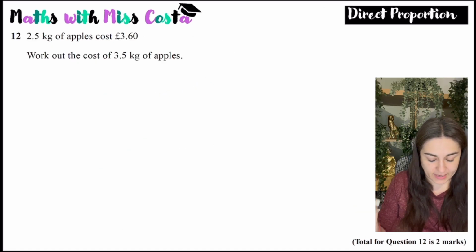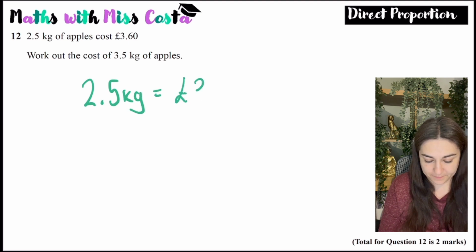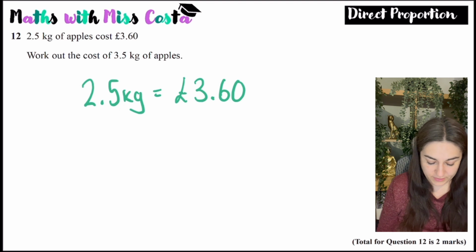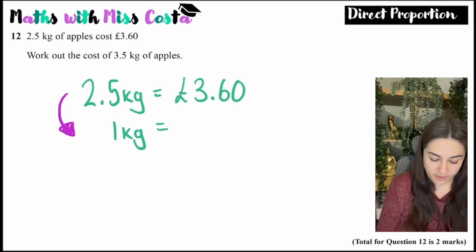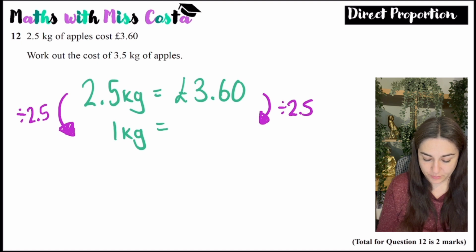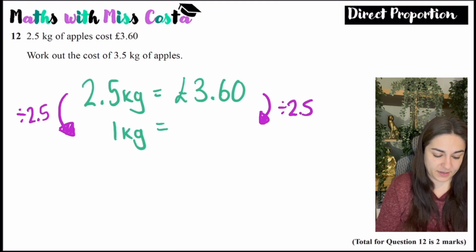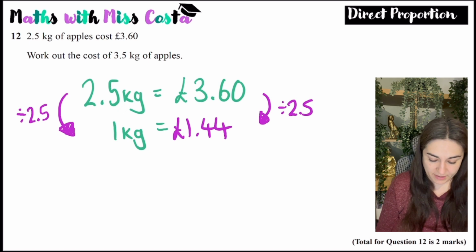Next, I have got a direct proportion question. So I'm told that 2.5 kilograms of apples cost £3.60. So what I might want to do is work out what 1 kilogram is. So how do I get from 2.5 to 1? Well, I divide by 2.5. So I'm going to have to do the same to this side. So I divide by 2.5. £3.60 divided by 2.5 is £1.44. So that means for 1 kilogram, you'd pay £1.44.